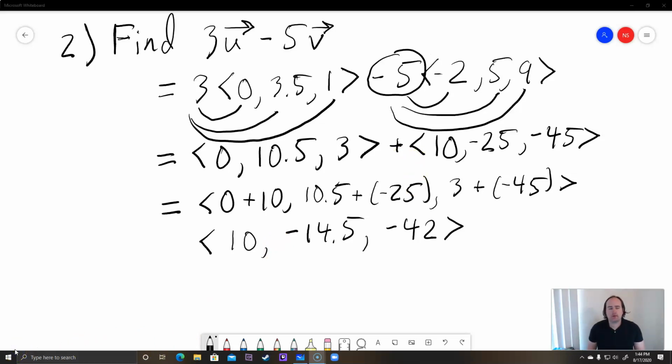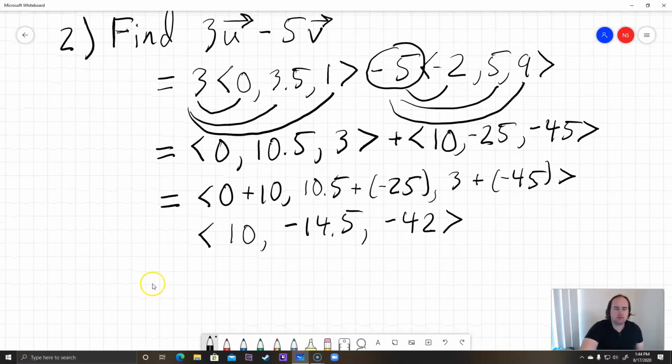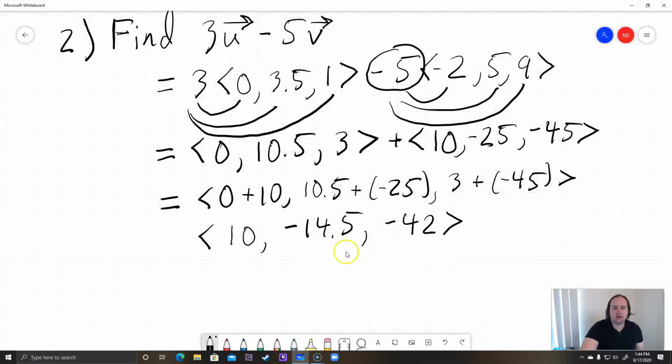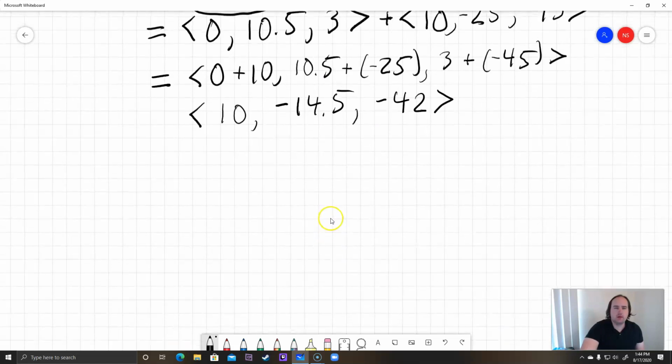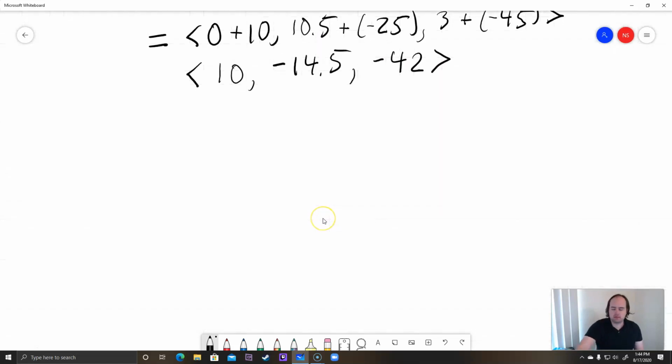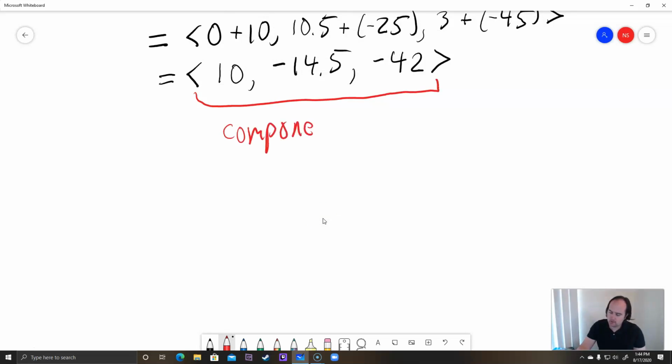Alright, so before we go on to the next problem, I wanted to talk about a couple other things just to make sure you're solid. So we found 3u minus 5v. And then my question for you is, what's the name of this form that we wrote it in at the end? Well, the book calls it component form, but a lot of other books call it a position vector. So this thing that we found right here at the end, in our book they call it component form, but many other books would call it a component vector or a position vector.